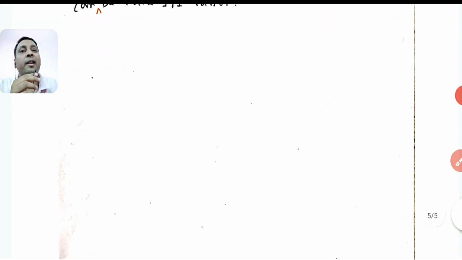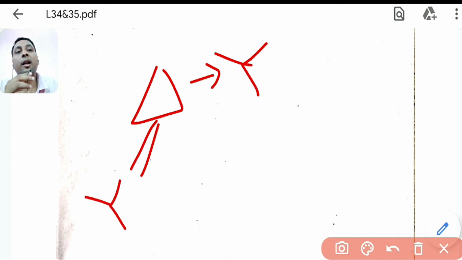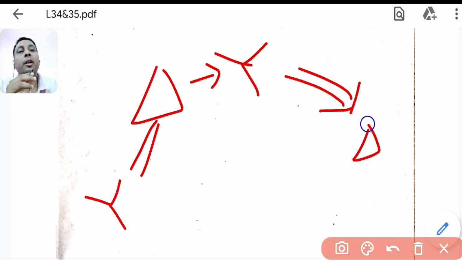So what is the final conclusion? The final conclusion is that if your power transformer is of this fashion, delta to star, then this side CT should be connected in star, and this side CT should be connected in delta. Just the reverse of that. This is the final conclusion.